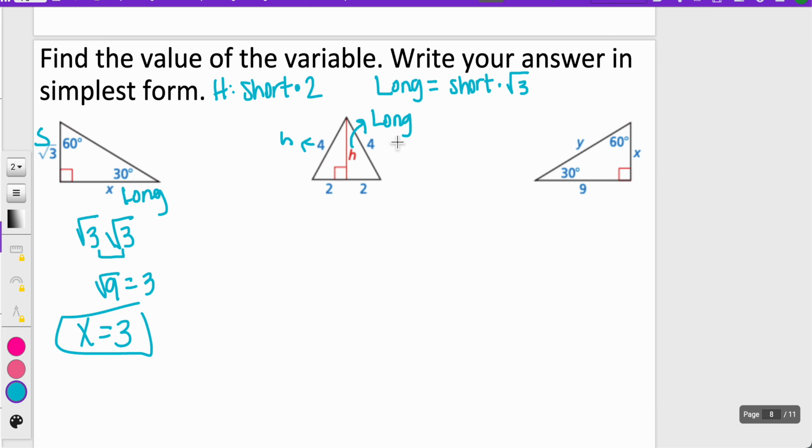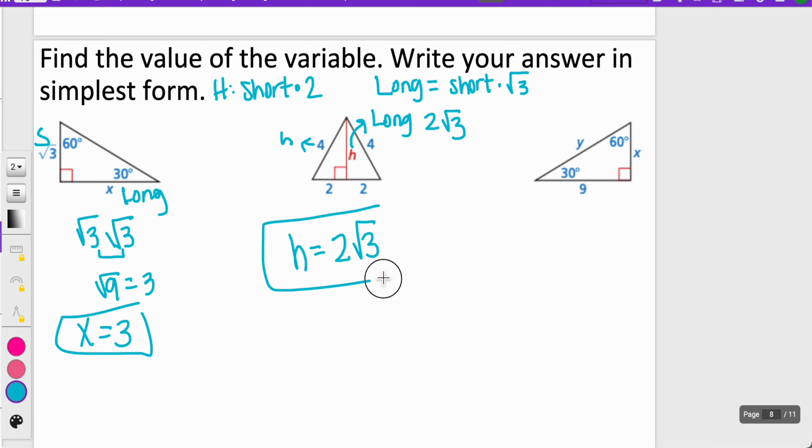Okay, so my long leg is whatever the short side, which is 2, times the square root of 3. That cannot be simplified, so h, our variable we're solving for, is 2 square root 3.